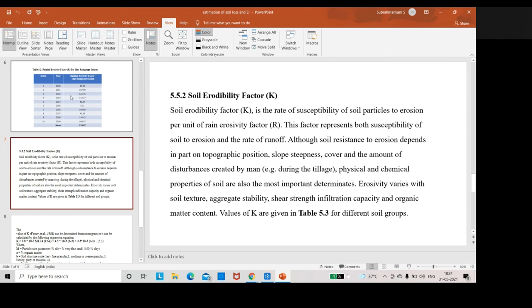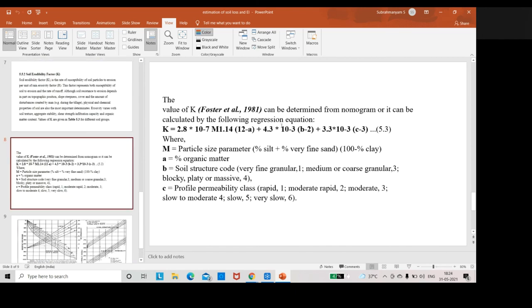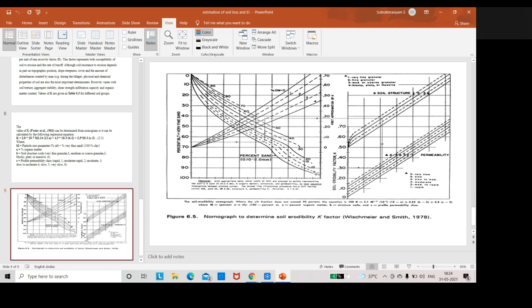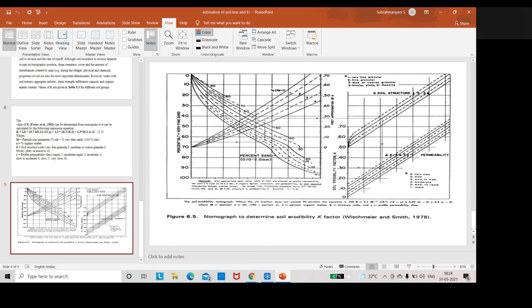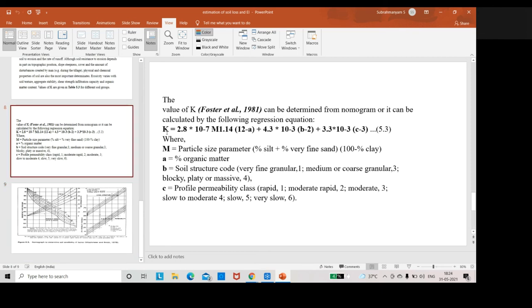Both these are important, K and R. K is calculated with the help of the following regression equation, or otherwise we take it from the nomogram. This is the formula, the regression equation. M is the particle size parameter, percentage silt plus percentage very fine sand times 100 minus percentage clay. A is the percentage organic matter.